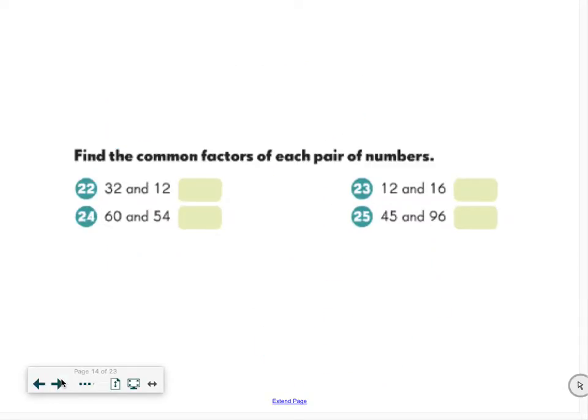Last one, you can pause and you can try these 4 problems. You can try and find the common factors of each pair. Maybe try to find the greatest common factor of each. Okay? So if I were going to do 12 and 16, stop and you could do this one.